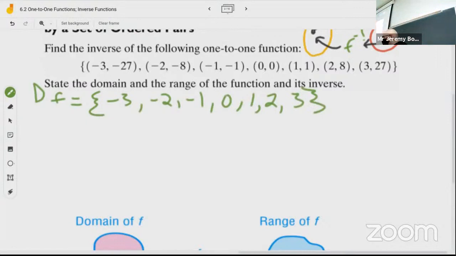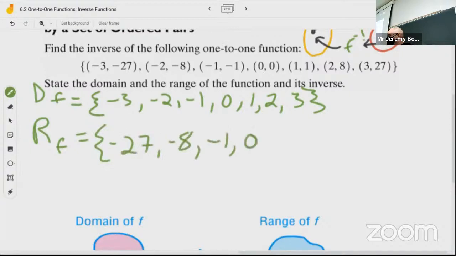What is going to be the range of that function? Oh, sorry. There's a bug on my screen. It's going to be all the outputs. So it's going to be -27, -8, -1, 0, 1, 8. So that is going to be our range.